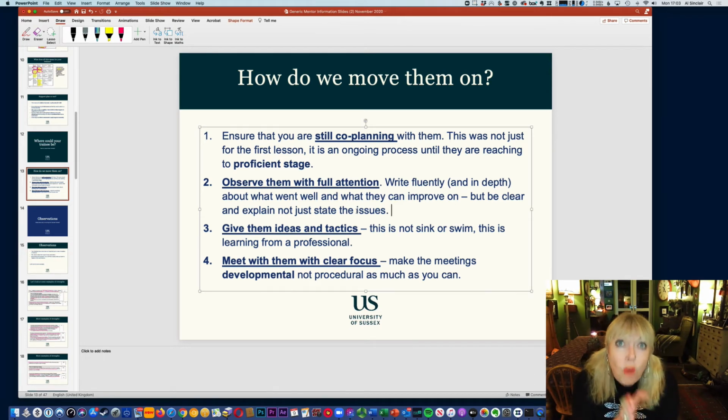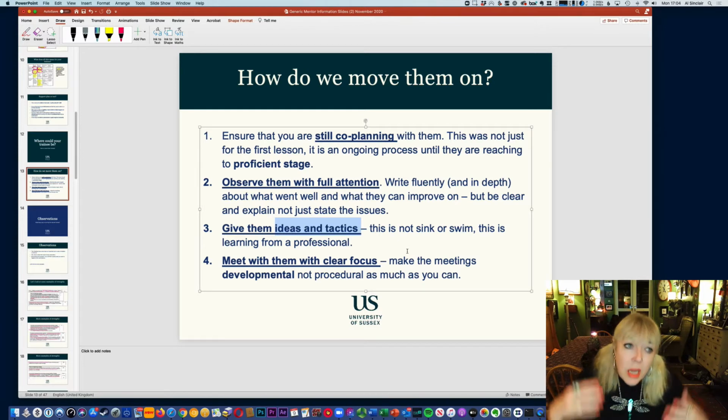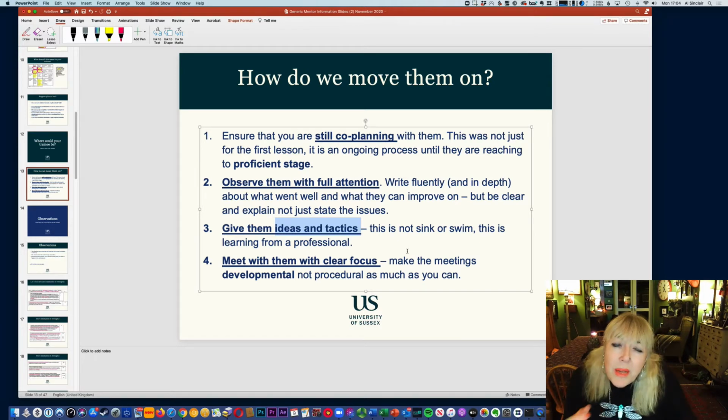Very much in novice, they don't know anything. They don't even know what to ask quite often. So you've got to steer them. And that's where the ideas and tactics come in. They need you to tell them what to do. Not the ideas for the lessons necessarily. We want them to use their imagination. We want them to come up with it themselves. But if they're struggling, we do need a bit of a nudge.